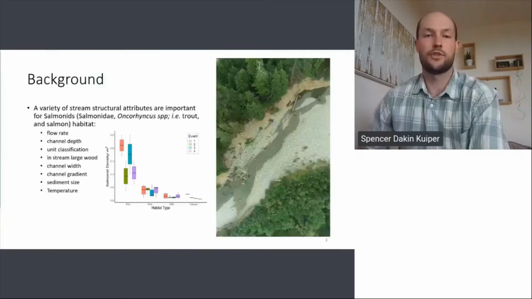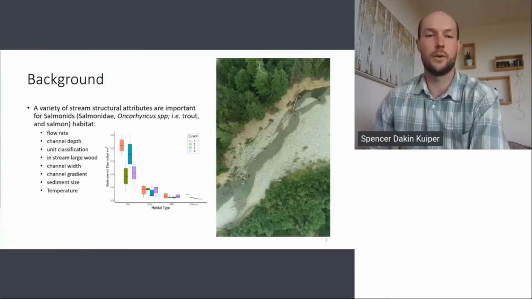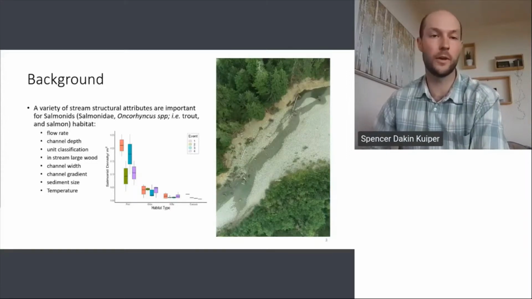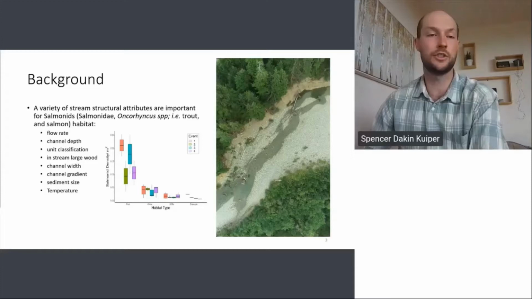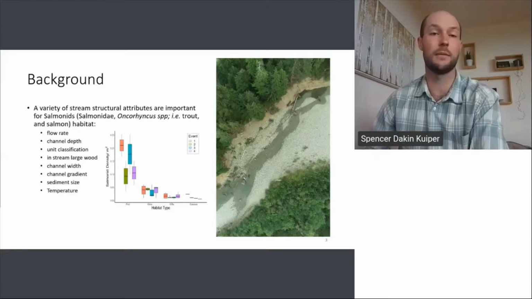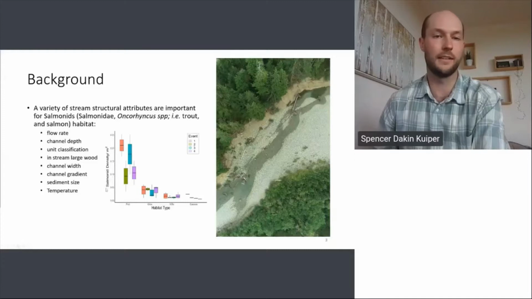So a variety of stream structural attributes are important for salmonids or salmonidae, so trout, salmon, and those types of species. Flow rate, channel depth, habitat unit or morphological unit classification, instream large wood, channel width, channel gradient, sediment size, and water temperature are all important. In the little graph on the right, you can see that for the pool habitat types, the salmonid density is much higher than for the other habitat types, and similar relationships are found across a variety of these structural attributes.